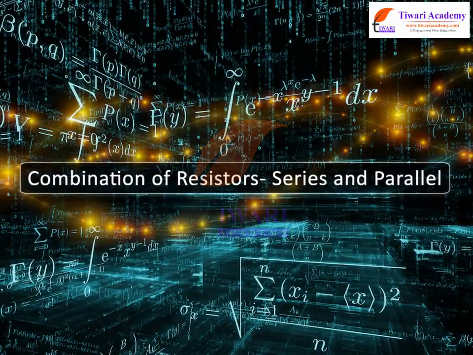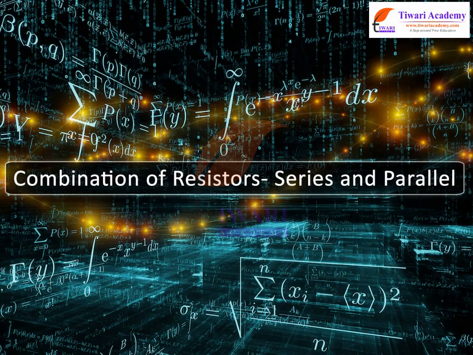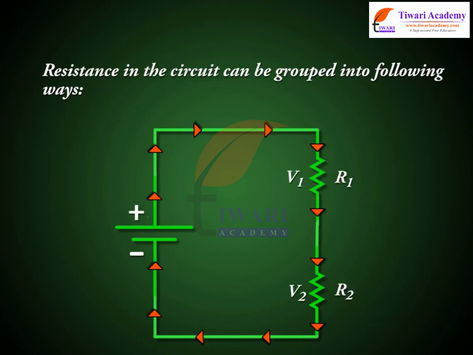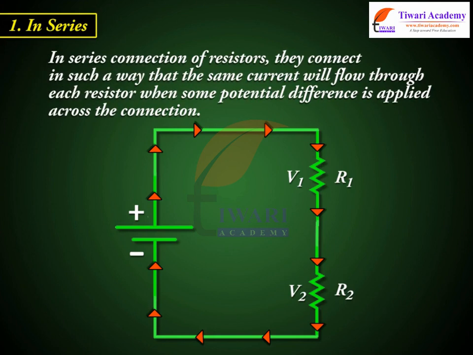Combination of resistors, series and parallel. Resistance in the circuit can be grouped into the following ways. 1. In series. In series connection of resistors, they are connected in such a way that the same current will flow through each resistor when some potential difference is applied across the connection.